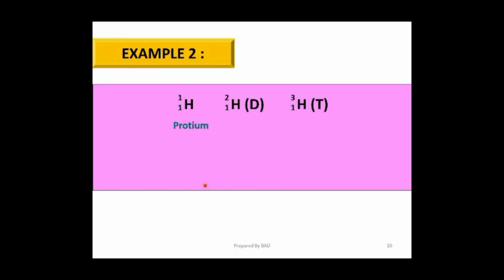Okay, this is another example. So these three hydrogens we call isotopes. Same element, hydrogen, hydrogen and hydrogen, same element but different in number of nucleons or number of neutrons.